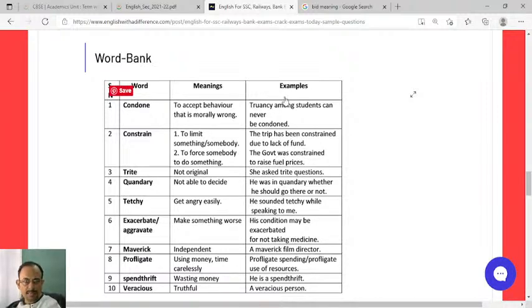So, what are the examples? He was in quandary whether he should go there or not. Not able to decide is called quandary, right? So, not able to decide, like Nidhu said, state of perplexity.